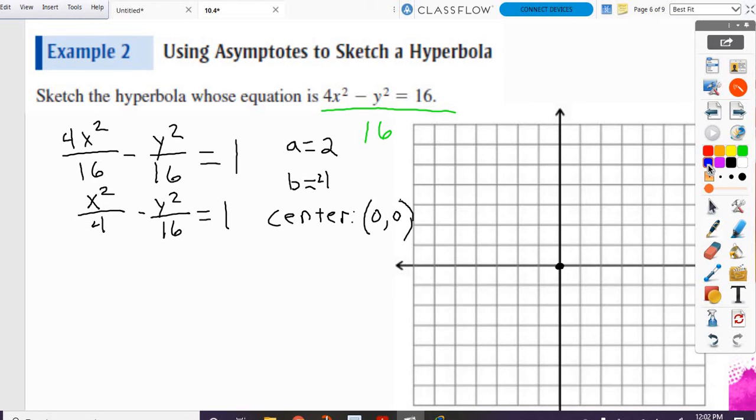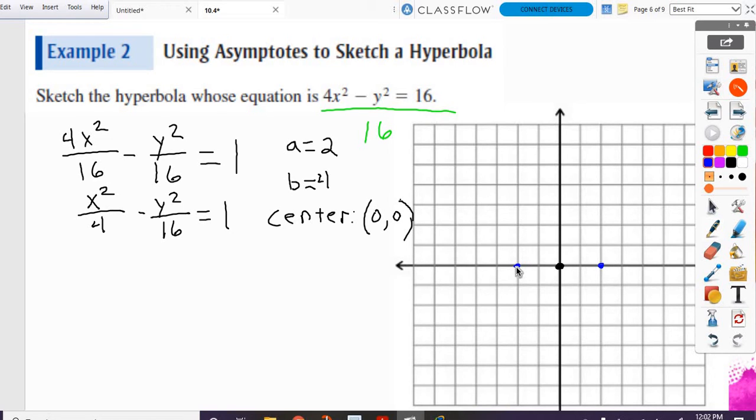So how do we determine if it's up or down or left and right? The x is in front. The x is what's positive, yes? So that tells us that it's going to open left and right, which means that our vertices also have to be left and right from our center. Are we all with me on how I went through that process? Okay. And they specifically have to be 2, because that's our a value, units away, both to the left and to the right.